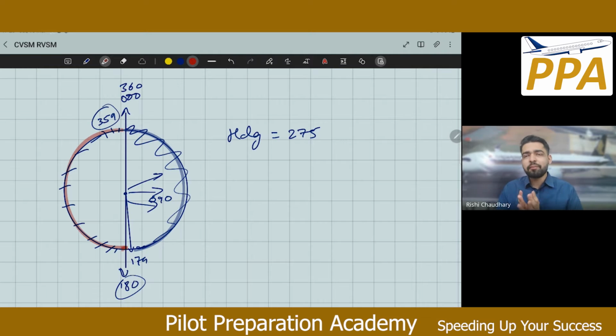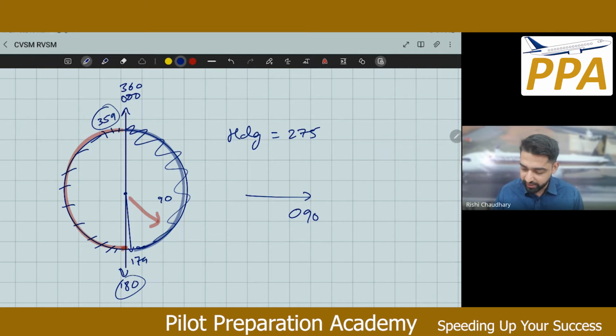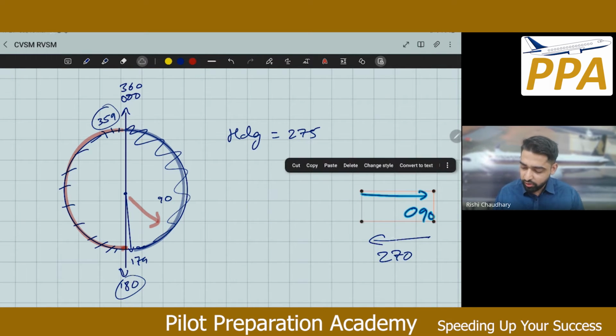Why have we made these two groups? Because if one plane is going in this direction and another plane is going in this direction, they may sometimes come head on like this. That is the reason we have made these two groups. That means if one is going in 090 direction, and another is going at 270 direction, then they may collide with each other, right? So we have made these two groups so that we can segregate them, so that if one is going in 090 and another plane is going at 270, we can have a separation.